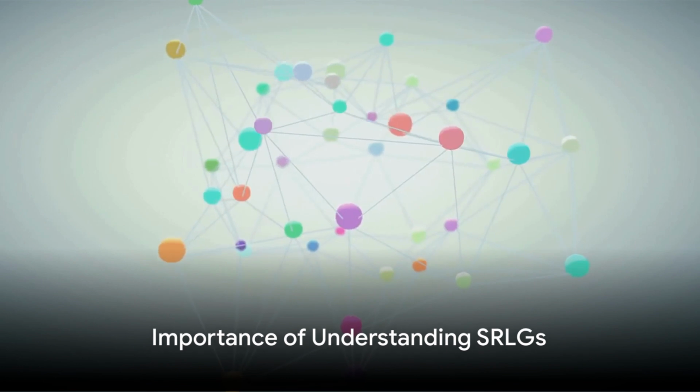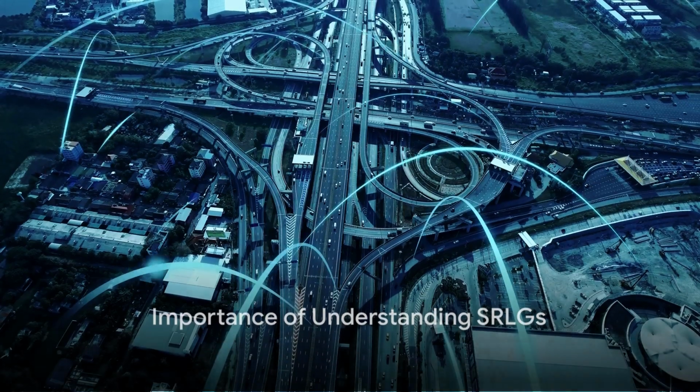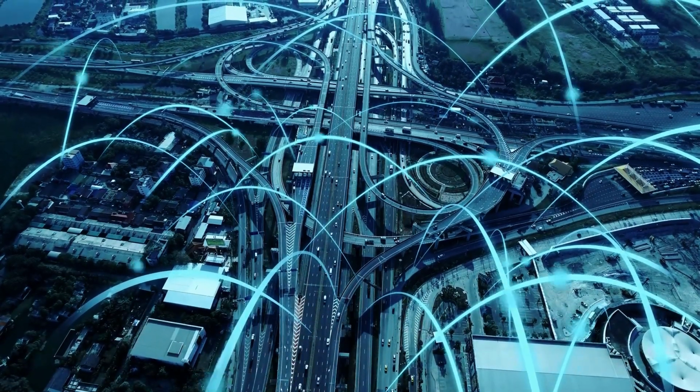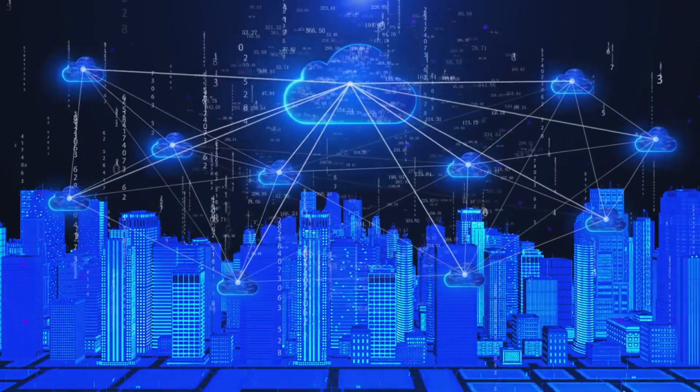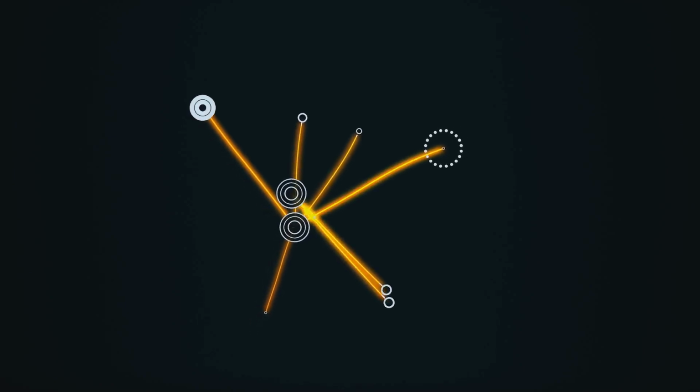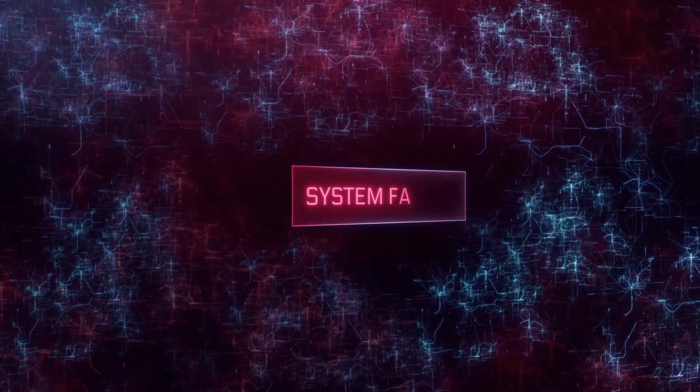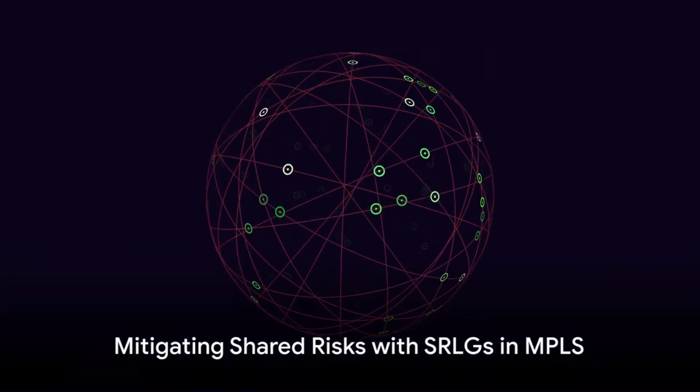So why is understanding SRLG important? If your primary route fails due to a shared risk event, and your backup route also depends on elements affected by the same event, you could end up with no functional route, even though you had a backup system in place. How do we mitigate this?